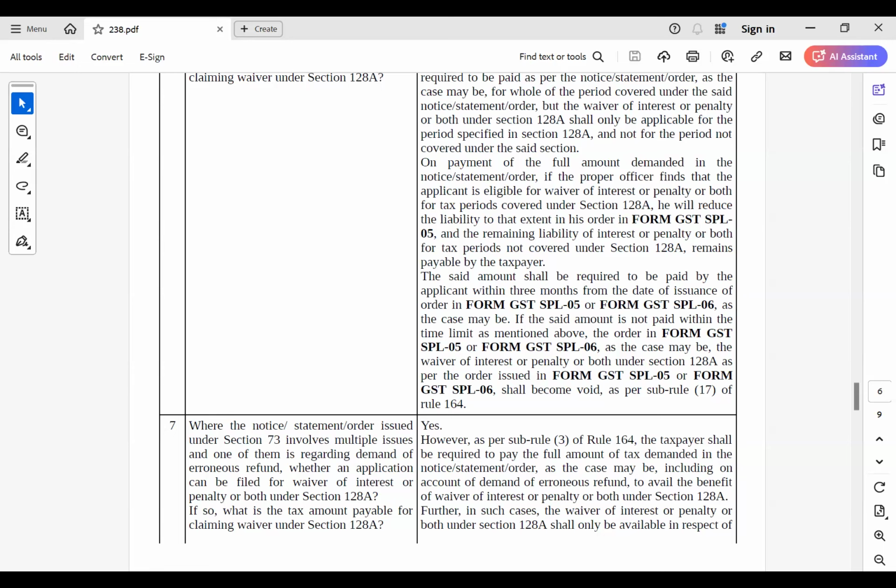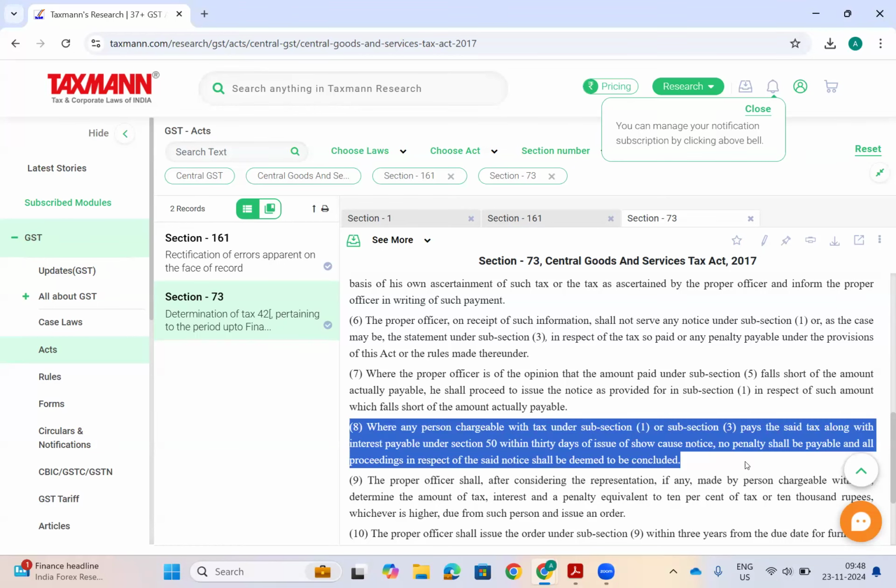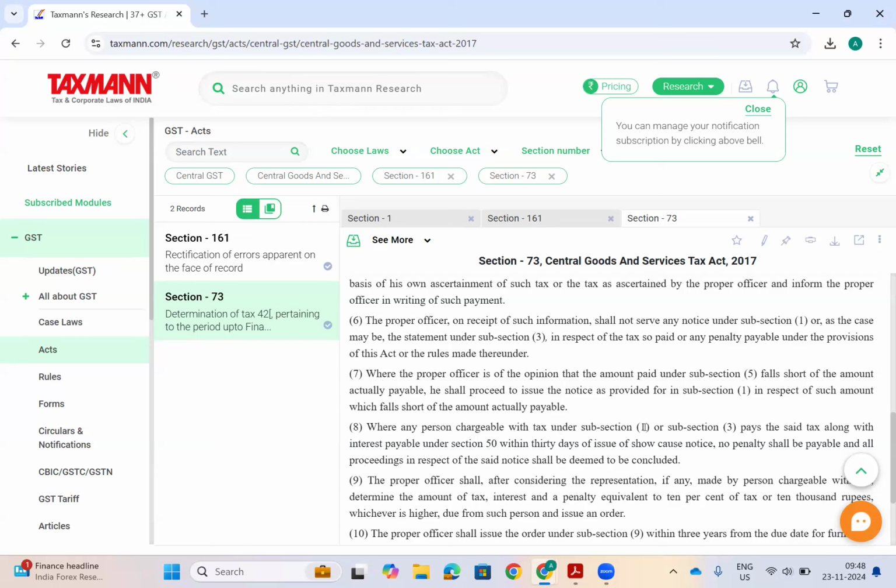Now, what I would like to discuss is, let me try to share the screen. Section 73(8). Yeah, is section 73(8) visible? Vinuji? Yes, yes, it is visible. So 73(8) says where any person chargeable with tax under subsection 1 or subsection 3 pays the said tax along with interest payable under section 50 within 30 days of the issue of the show cause notice, no penalty shall be payable and all proceedings in respect of the said notice shall be deemed to be concluded.